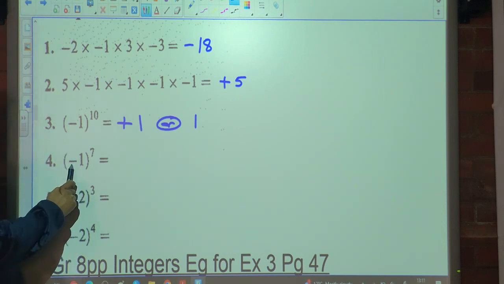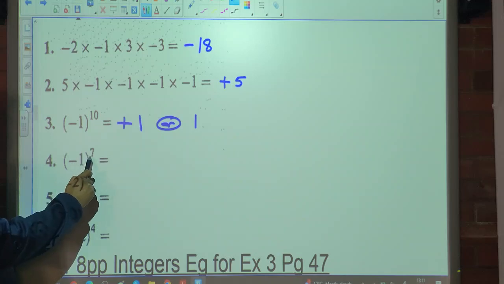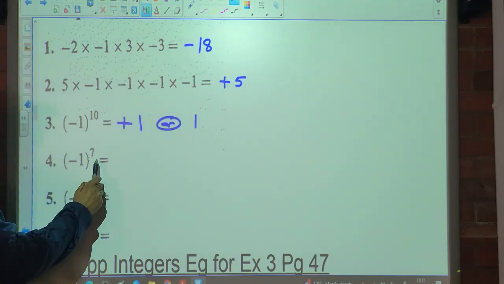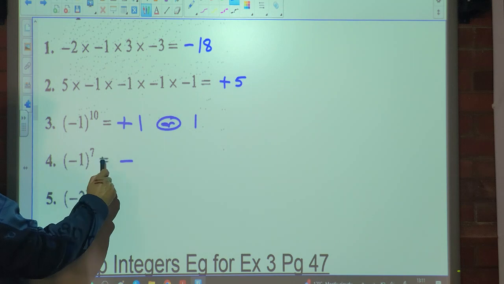People, an odd amount of negatives will be a negative. So negative 1 to the exponent 7. Is this odd or even? Odd. So it's negative 1.